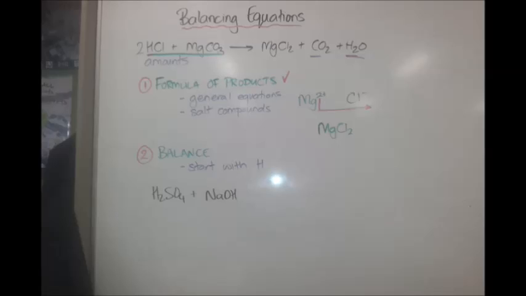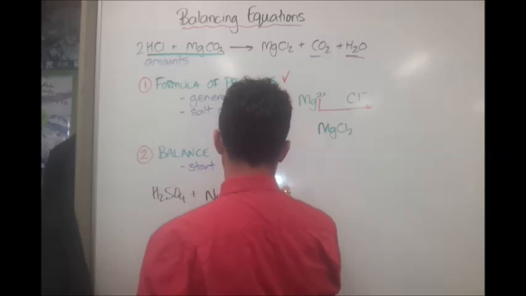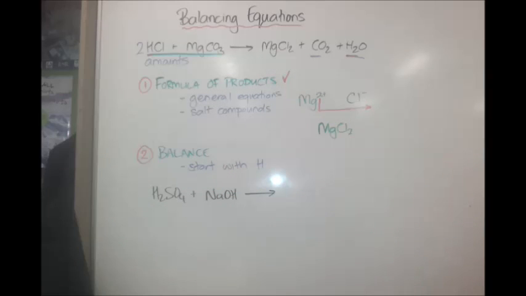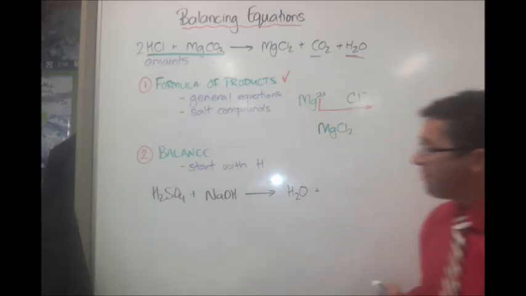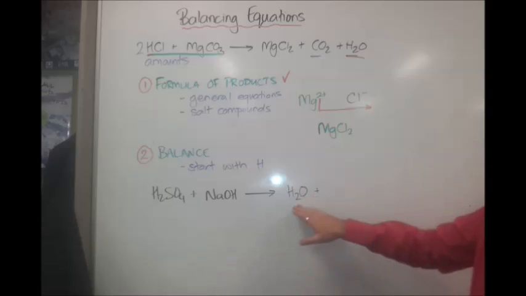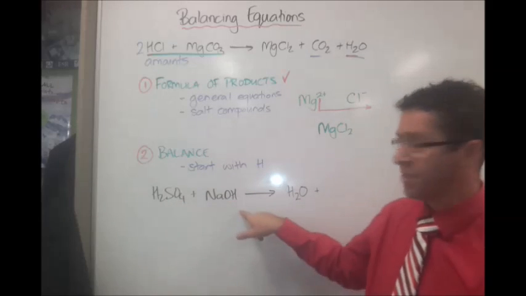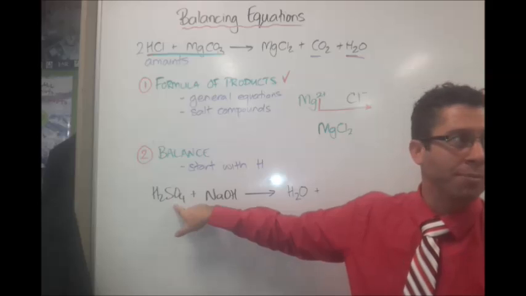Okay, so this is a very common one, H2SO4 and sodium hydroxide, and this is acid plus base. Acid plus base makes salt plus water, so I can put my water in straight away. Then I have to think about what my salts might be. Well, that's got H's, so they're pretty used up. That's got O's, so that one's used up. I'm not sure about this one.